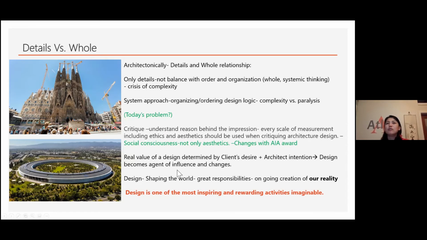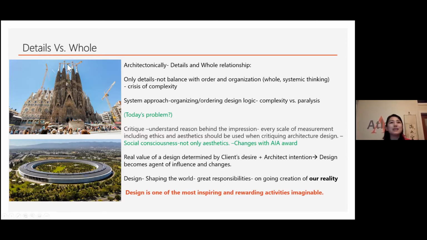So the real value of design is determined by the client's desire and the architect's intention. And design becomes an agent of influence and change, and it helps to shape the world. It is a great responsibility and ongoingly creates our new reality. So design is one of the most inspiring and rewarding activities we can imagine. I totally agree with this because as a designer, I feel very happy every day doing something. I feel it's such an enjoyable process.